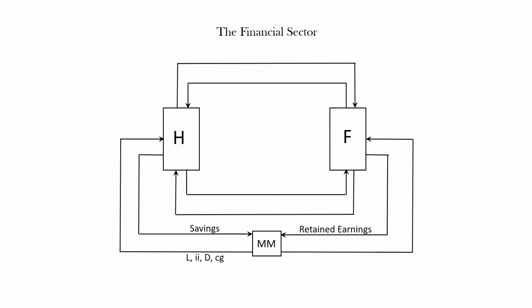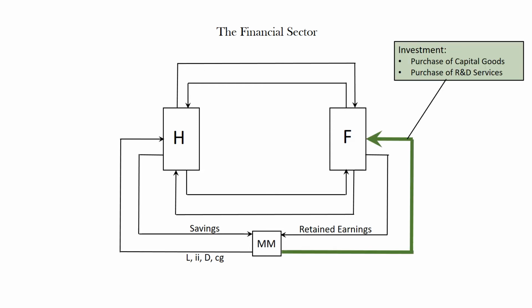Now, and I saved this one until last for a reason, let's take a look at the flow from the money market back to the firm. We'll call this flow investment. Remember once again, investment in macroeconomics means the purchase of capital goods. And it can also include the purchase of R&D services, research and development.